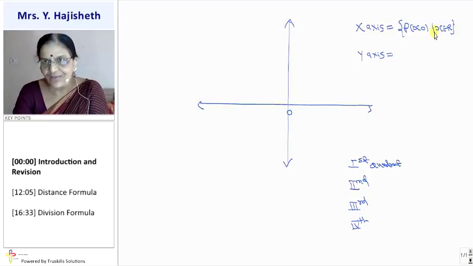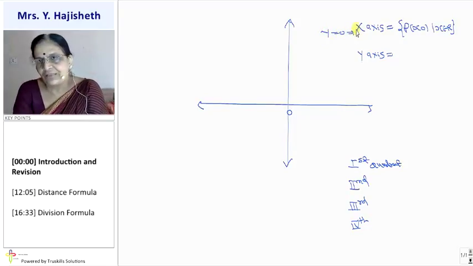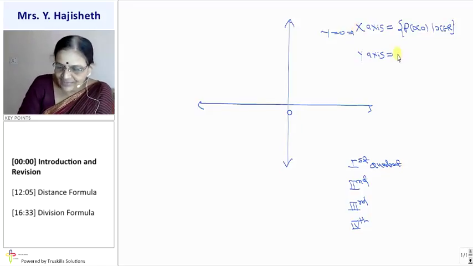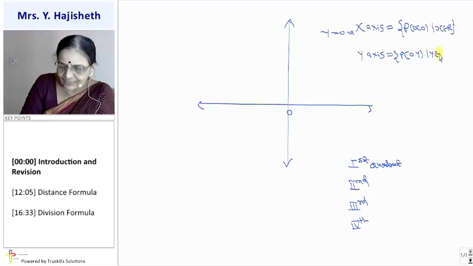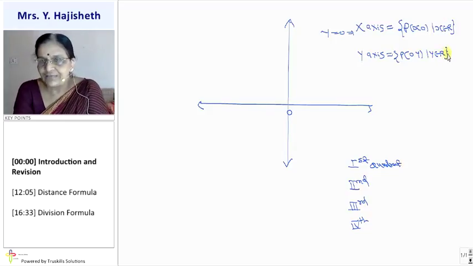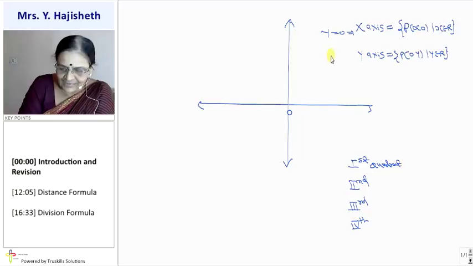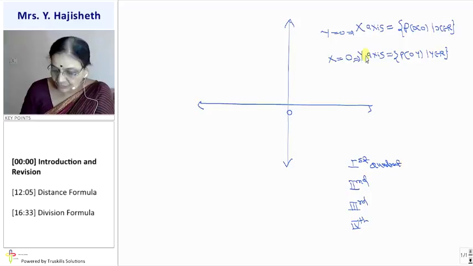So what is the equation of x-axis? Algebraically, it is y = 0. y = 0 means x-axis. Y-axis means set of all points whose coordinates are (0, y), such that y belongs to R. So on y-axis, any point you take, the x coordinate of that point is 0. So what does this equation represent? For y-axis, x = 0.